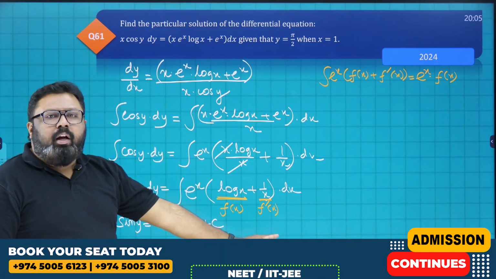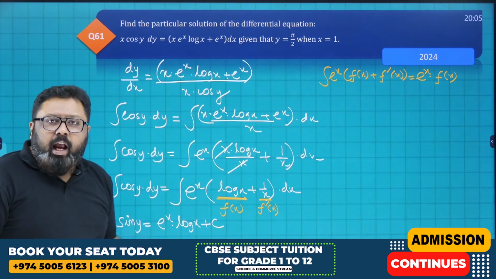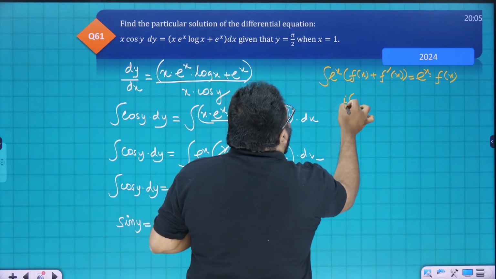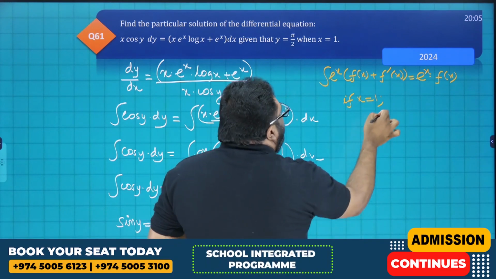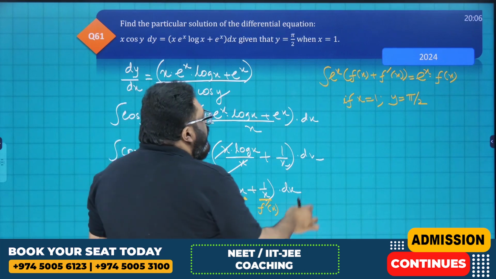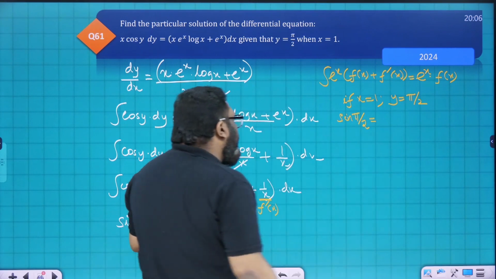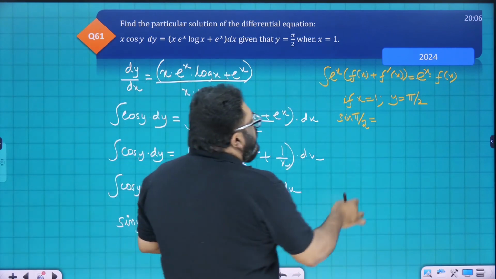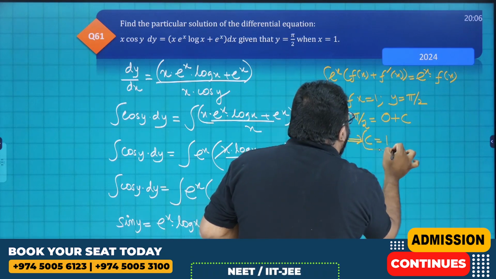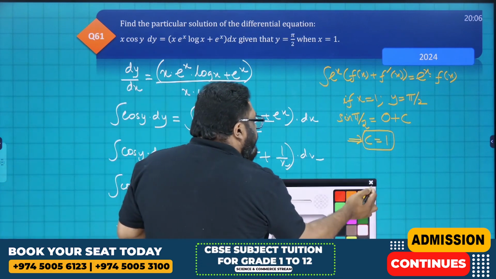This is the general solution. I use that result over there. Please write that result in the exam before you apply it and put the values of x and y. All of you, what are the values of x and y? If x is equal to 1, y is equal to pi by 2. You substitute that, so you get sin pi by 2 is equal to, substituting x equal to 1, log 1 is 0, plus c. So c is equal to sin pi by 2, which is 1. I got the value of the arbitrary constant, my dears. c is equal to 1.